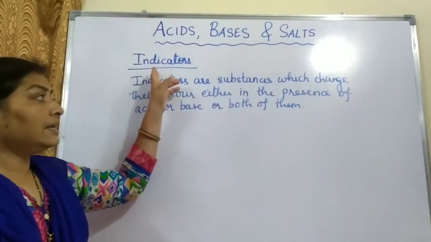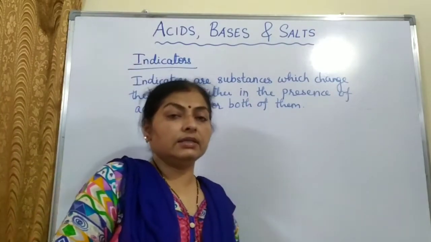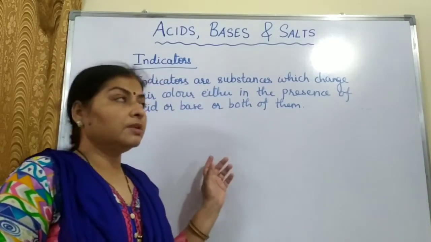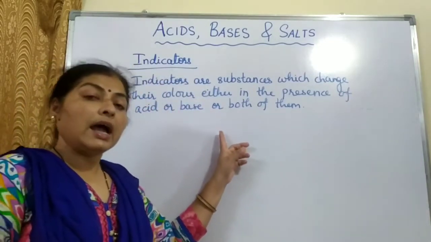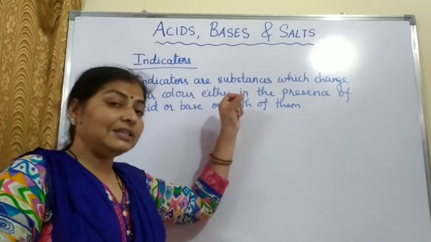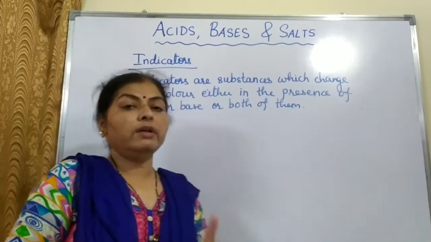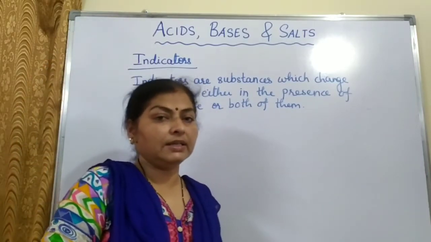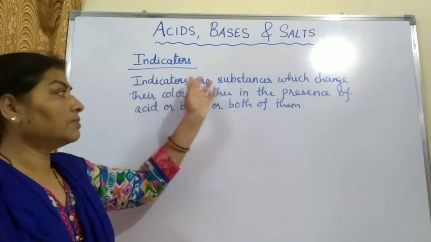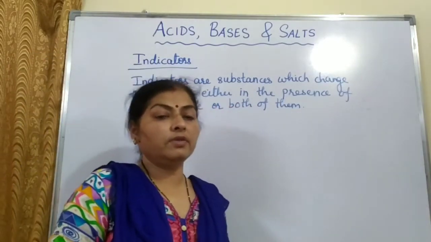So they are known as indicators, or rather we call them acid-base indicators. There are different indicators for different types of reaction. Here in this chapter we are going to see only acid-base indicators. We will be dealing with only one type of indicator, that is acid-base indicator. So acid-base indicators, or simply indicators, are those substances which change their color either in the presence of acid or in the presence of base.